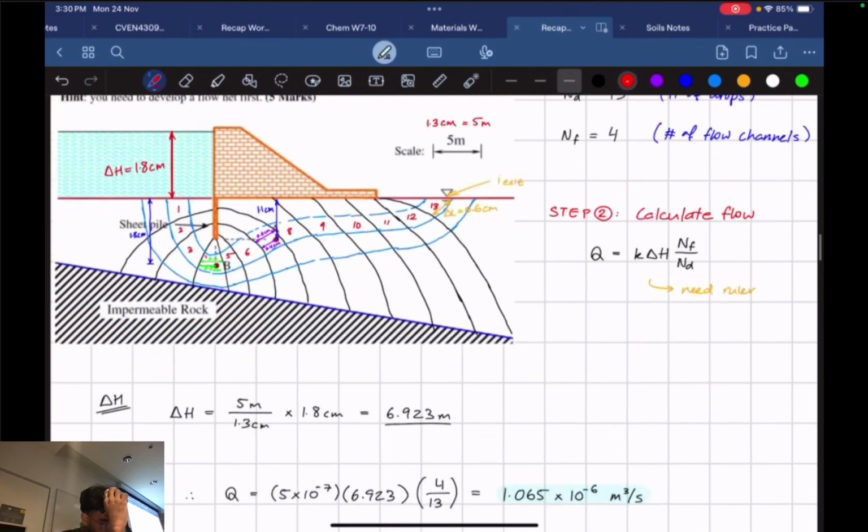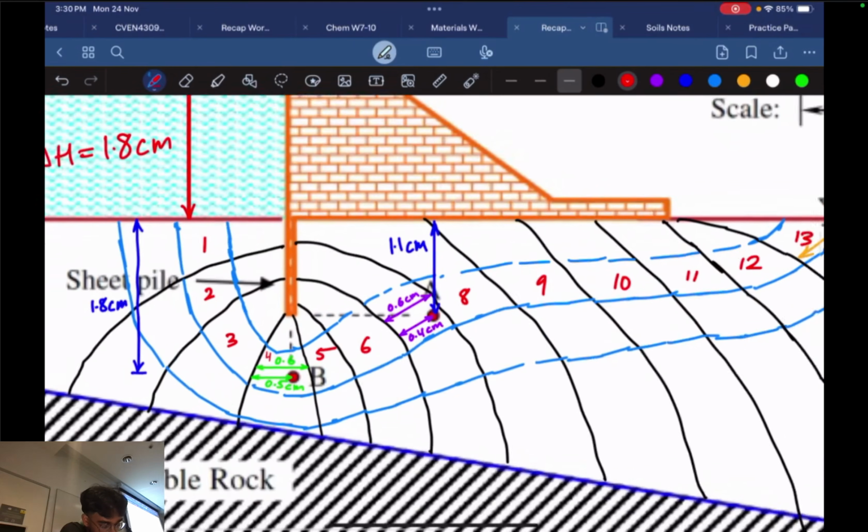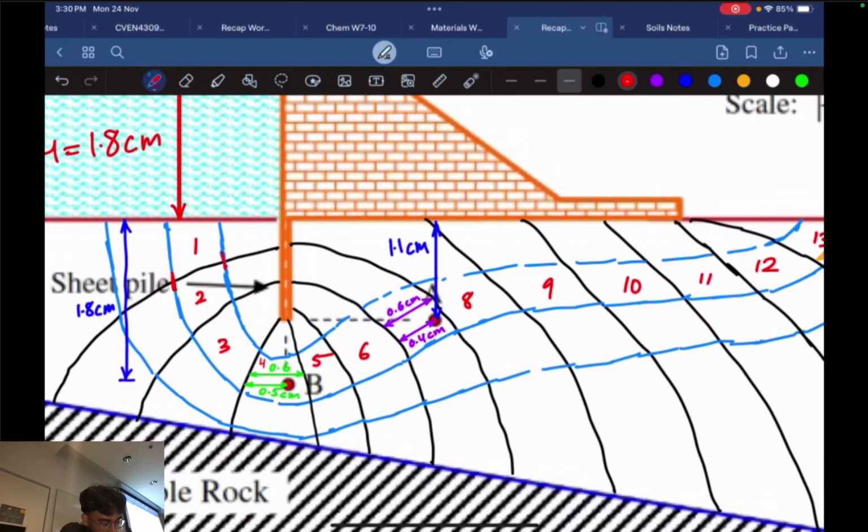Let me scroll up here. I'll just try to explain with what I have right now because I don't have much time. But the black ones, these are equipotential lines, starting from the concrete dam, going all the way down here to our impermeable rock layer. And then to help me draw my flow lines, I've just drawn these perpendicular lines, and then just connect them all together.